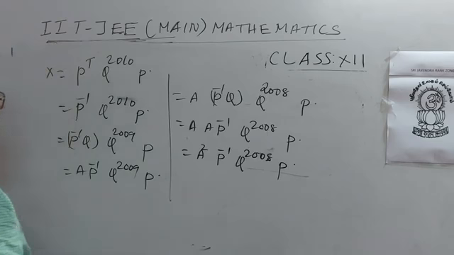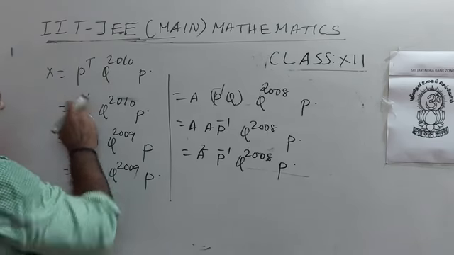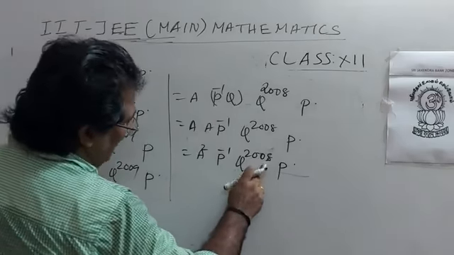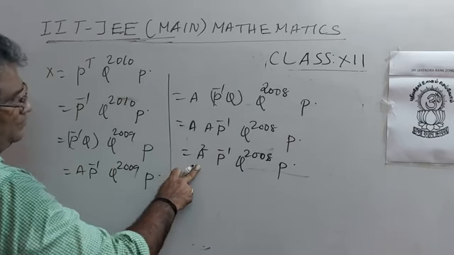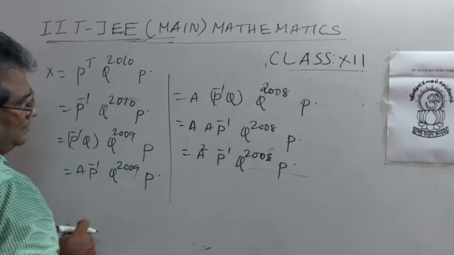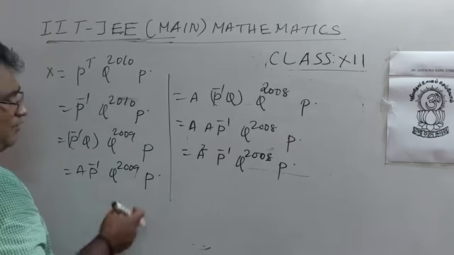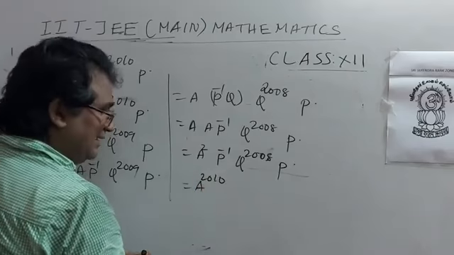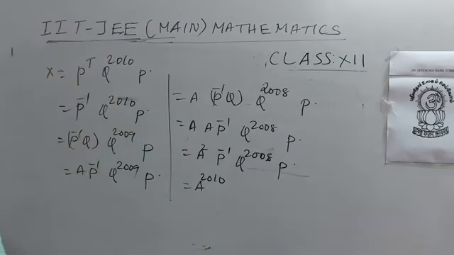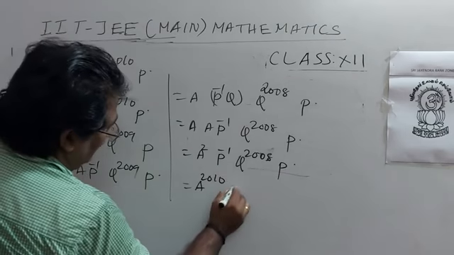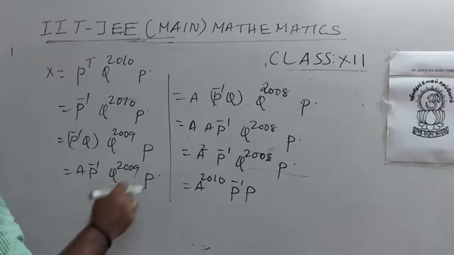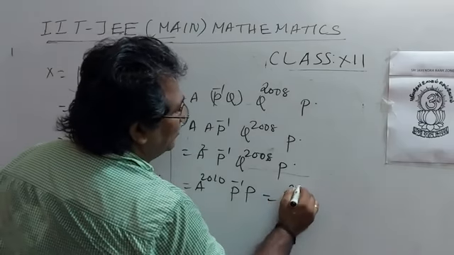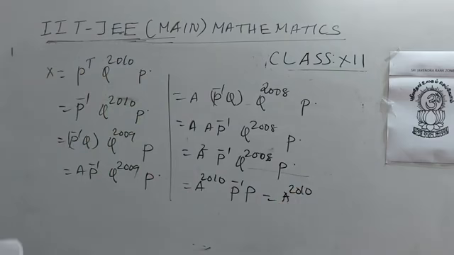So each time, the power of Q is reduced by 1 and we gain a factor of A. Proceeding like this, further 2008 times, you will get A power 2010, and P inverse into P equal to I. After reducing 2008 times, so we get A power 2010.